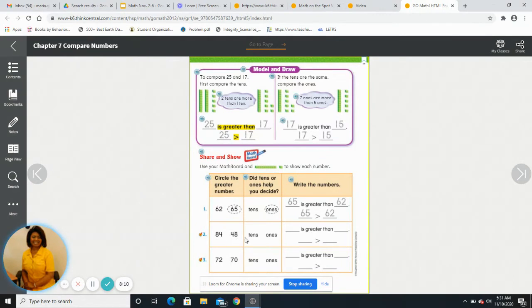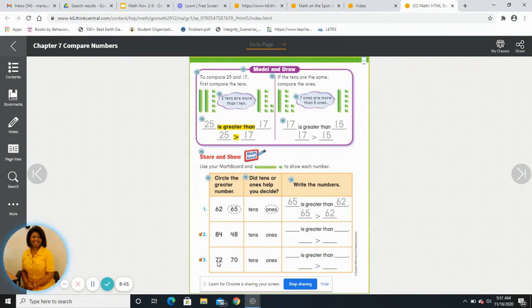So that means that we're going to look to the tens, so circle the word tens to determine which is greater. Okay, so which one is greater, 84 or 48? 84. So 84 will be written here. It's greater than 48. We will write the number 84 here. We'll write the number 48 here. And that symbol, remember, lets us know that it is greater than. And as we like to remember, the alligator always is the number that is bigger or greater.